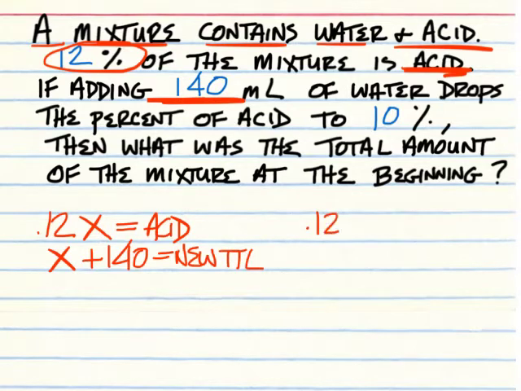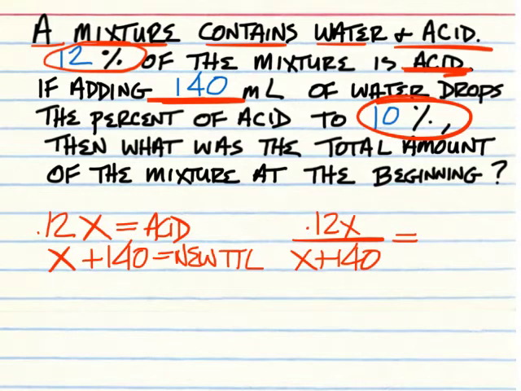Divide 0.12x by x plus 140 and set it equal to the new percent, which is 10%. 10% is 10 over 100, or you could reduce it and make it 1 over 10 if you want, but I'll leave it as 10 over 100.